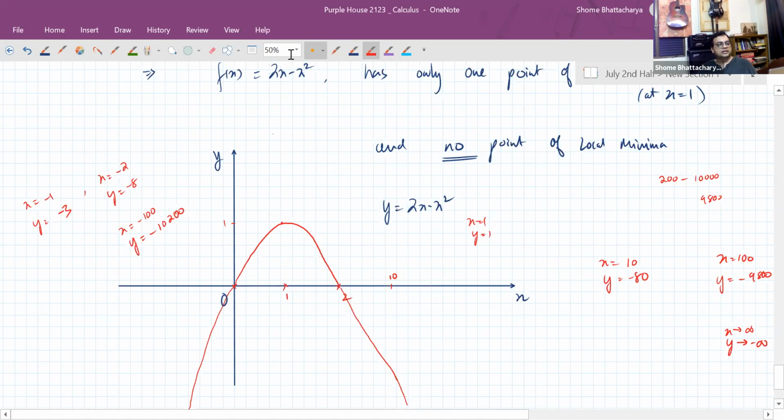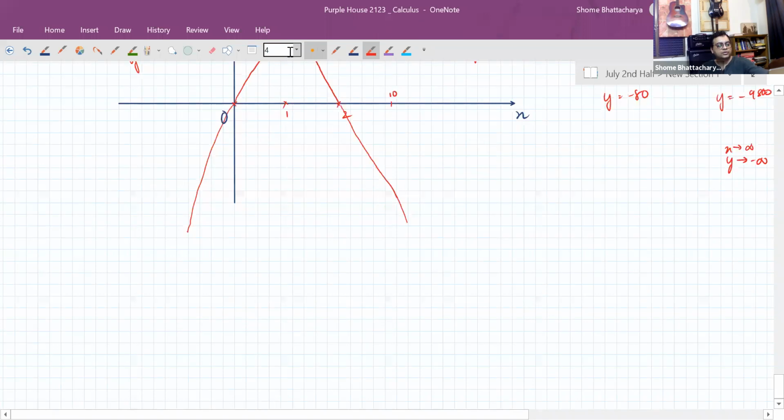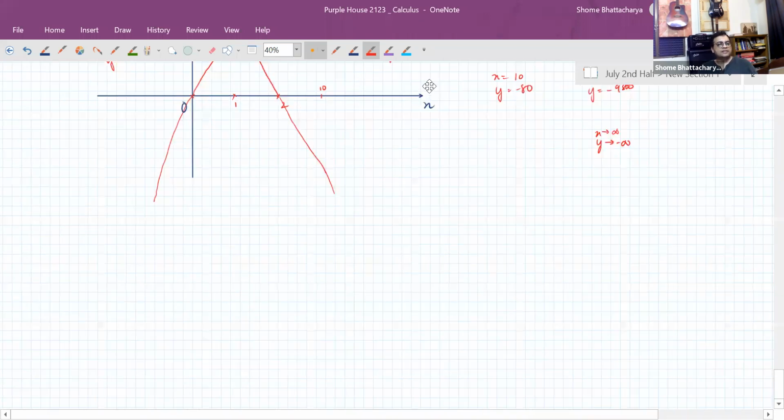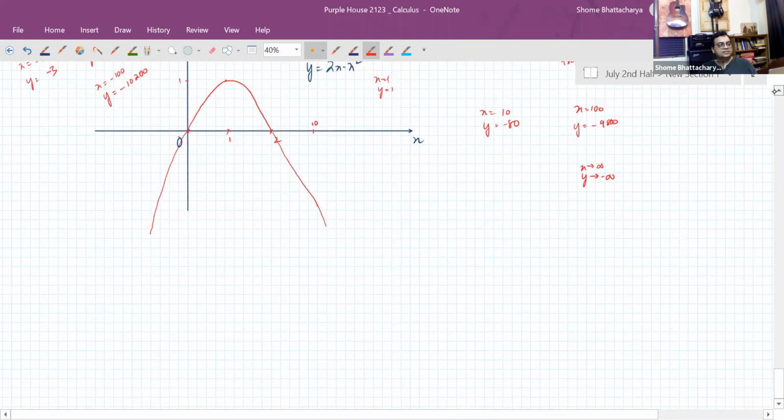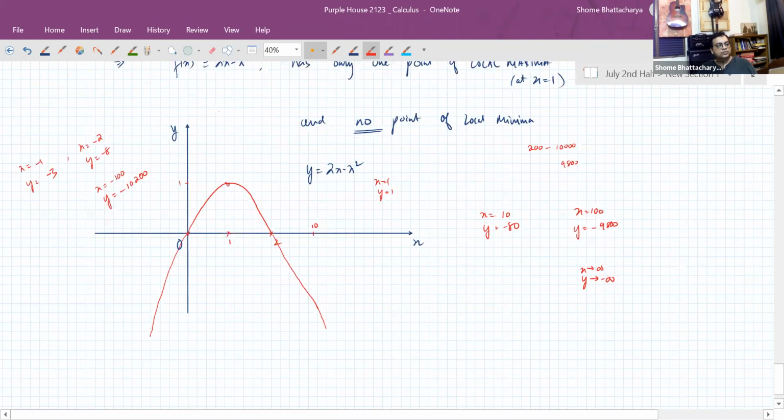So now we can see that with a little bit more analysis, it completely makes sense what we got from calculus earlier, that this function does not have any minima point. It only has a maxima point, and that is at x equal to 1. And after 1, it starts to decrease again.